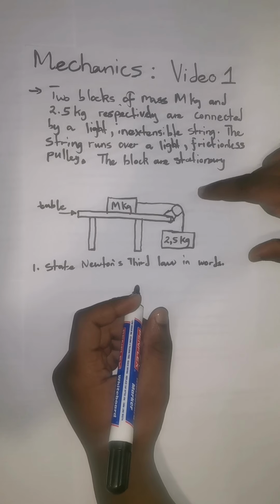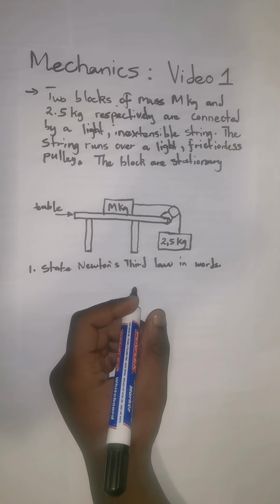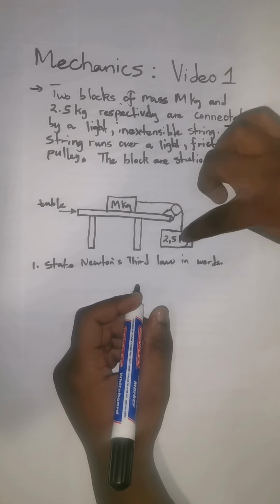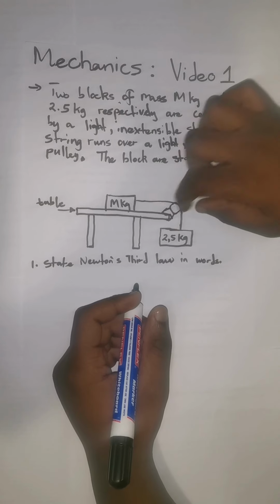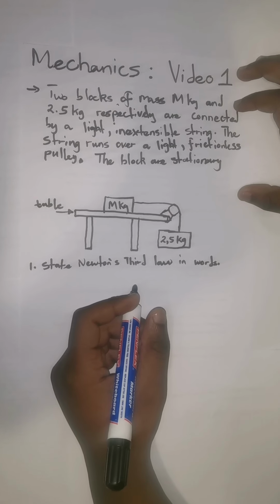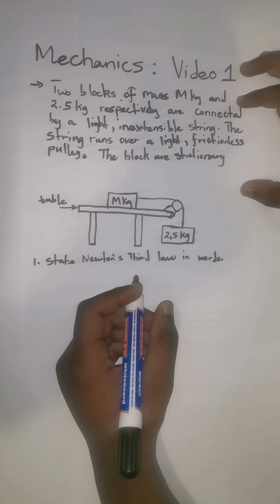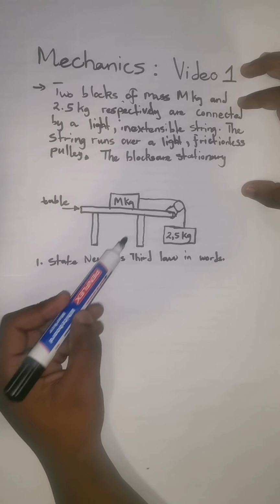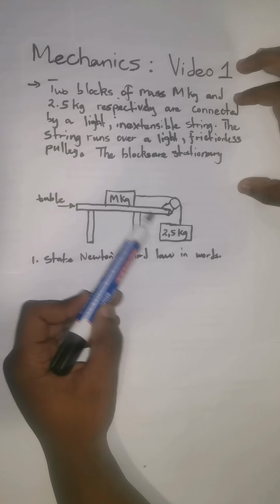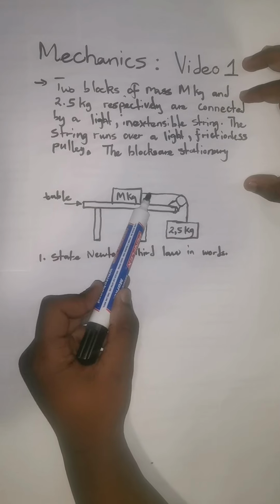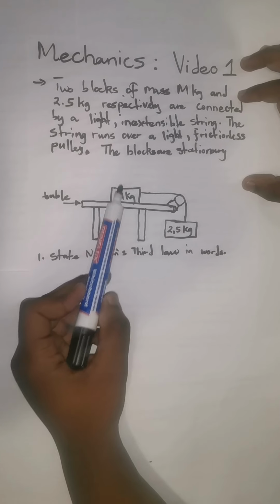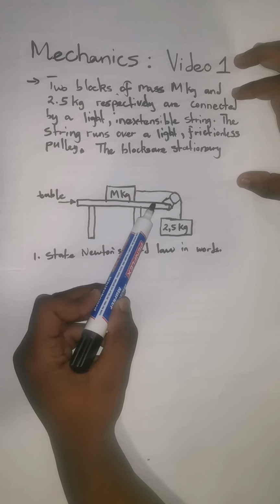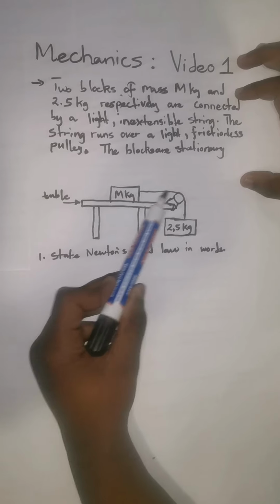So that just means that the pulley does not exert any force on the string. So the force is maintained throughout the string, and that force is tension, right? And then we're also told that the blocks are stationary. Okay, so this is our diagram right here. We have two masses connected by a string. We're also told that the blocks are stationary, so it means that the forces balance out within the string.